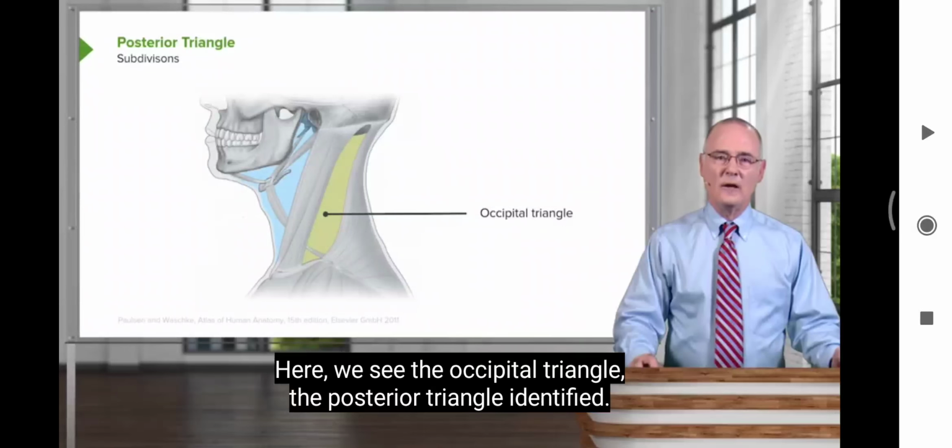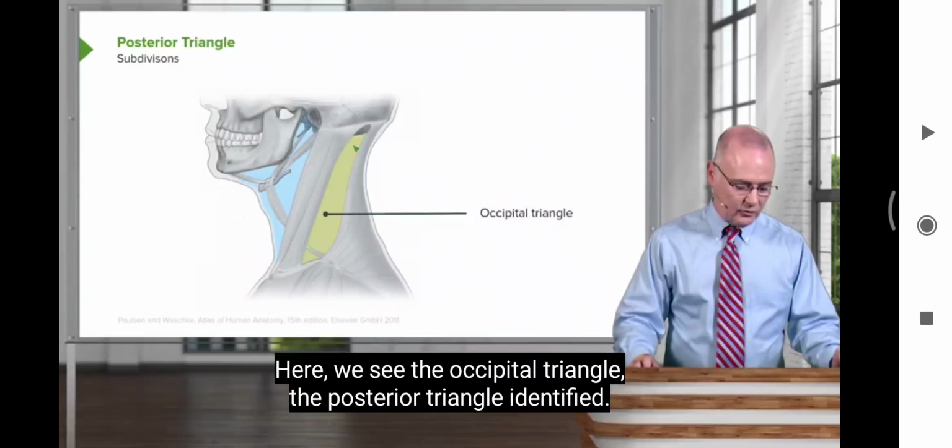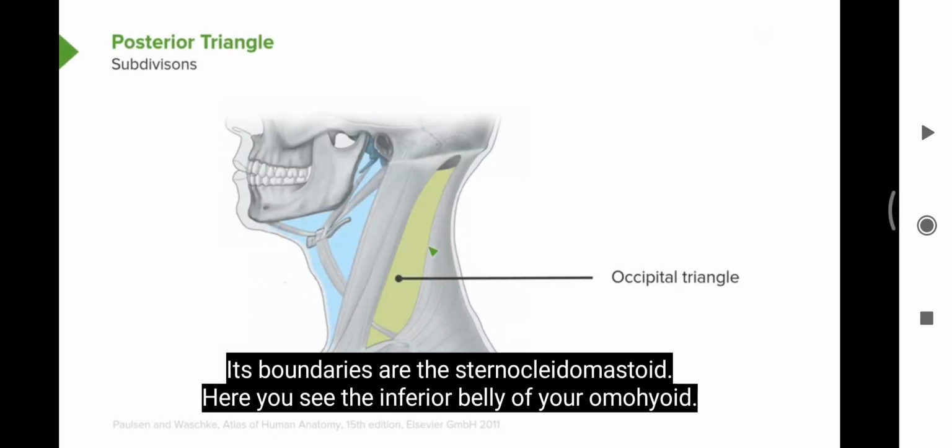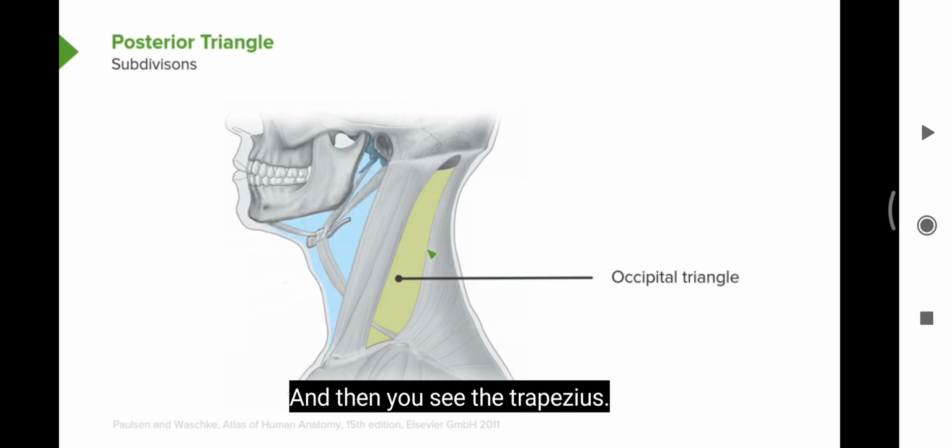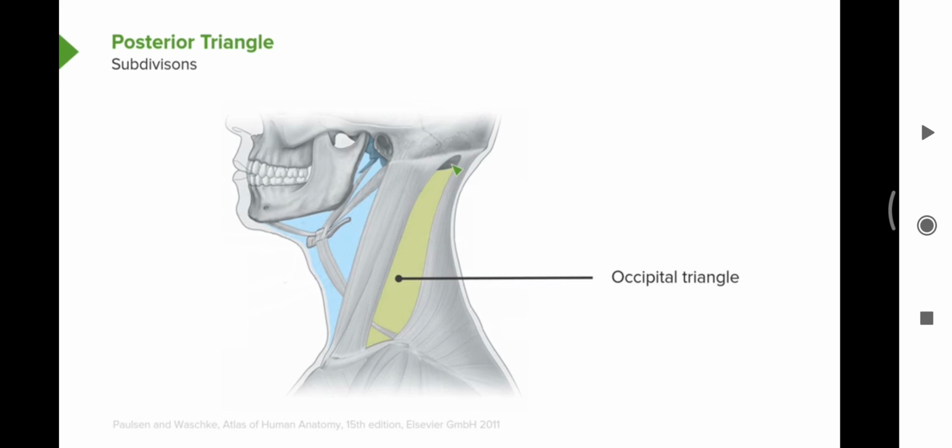Here we see the occipital triangle, the posterior triangle identified. Its boundaries are the sternocleidomastoid. Here you see the inferior belly of your omohyoid, and then you see the trapezius.